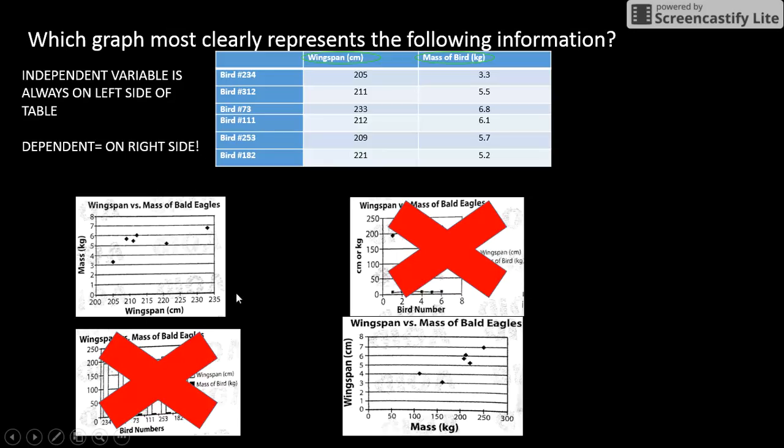But if you forget that, we can take a look at our numbers. Wingspan, all of these numbers are in the 200s. So let's take a look at this graph. This wingspan, the numbers go from 0 to 8. These are not the correct numbers for our graph, so this is our answer.